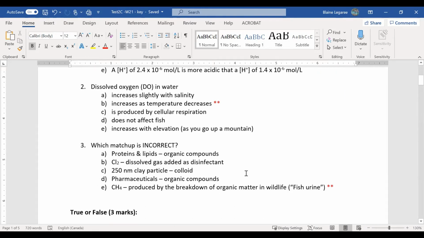All right, number 3, I think most people did okay on this one. E is actually referring to ammonia, and what that chemical formula is actually methane. So it's the wrong formula. Everything else is a correct match.